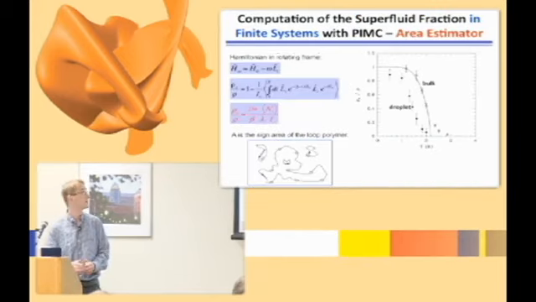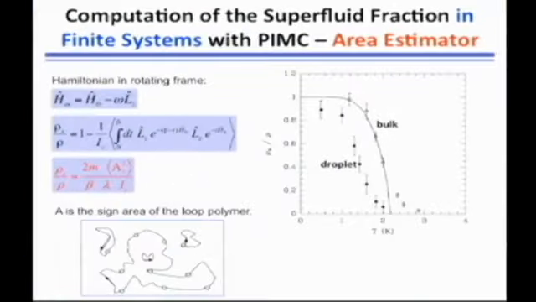There is another way to estimate the superfluid fraction in a finite system where you do not deal with periodic boundary conditions, and that's the area estimator. It can be shown that if you determine the area of a path, shown here, and you square it, you can also relate this to the superfluid fraction in a system of a finite number of particles. So you have a system of droplets here that shows a similar behavior. If the droplets were small enough that you could simulate them, then you could use the area estimator to determine the superfluid fraction in a different way.